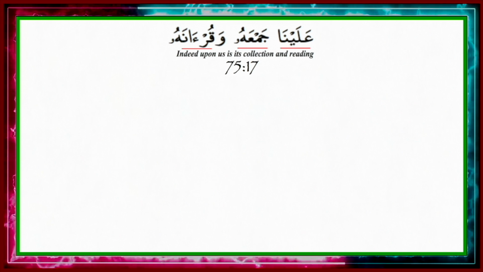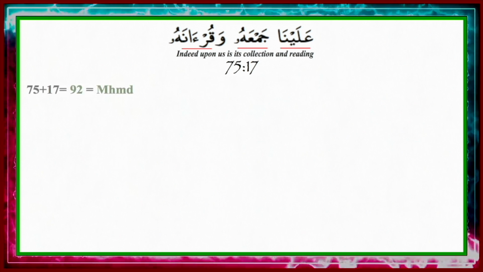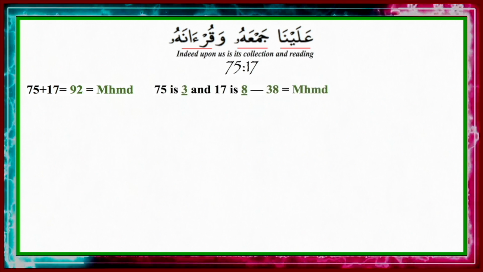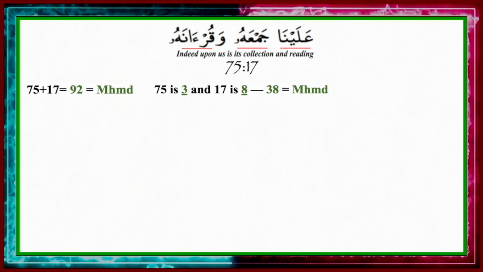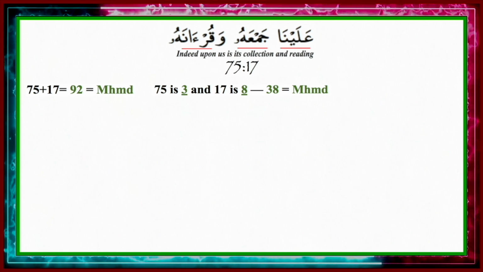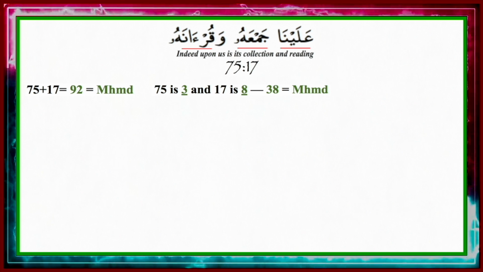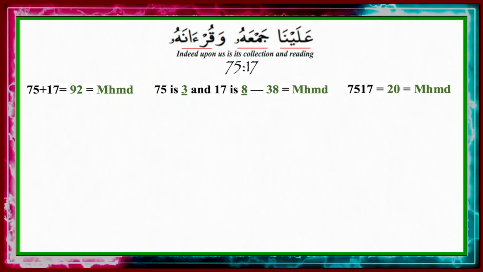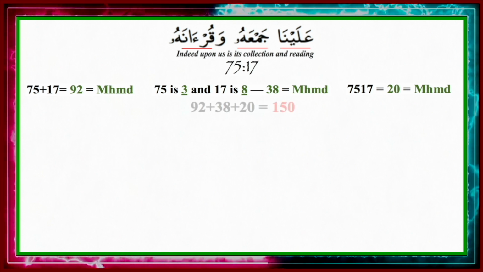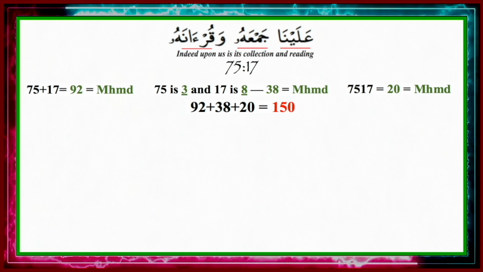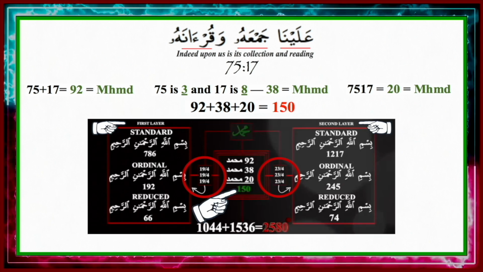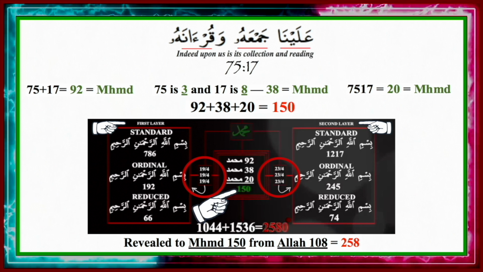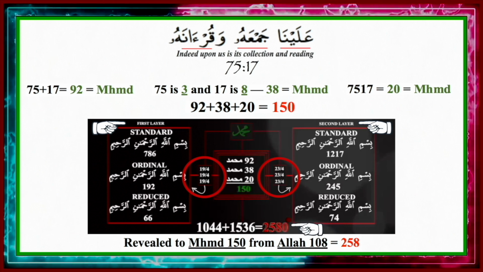Now pay attention to the numbers 75 and 17. 75 plus 17 equals 92, which is the standard value for Muhammad. If we reduce these numbers down, 75 is 3 and 17 is 8. Bring them together and we have 38, which is the ordinal value for Muhammad. If we add the chain of digits 7517, it gives 20, which is the reduced value for Muhammad. So Muhammad 92, 38, 20 equals 150. Same as we find in the letters of the Basmala, revealed to Muhammad 150, from Allah 108, which equals 258. Same as the science of the Basmala.